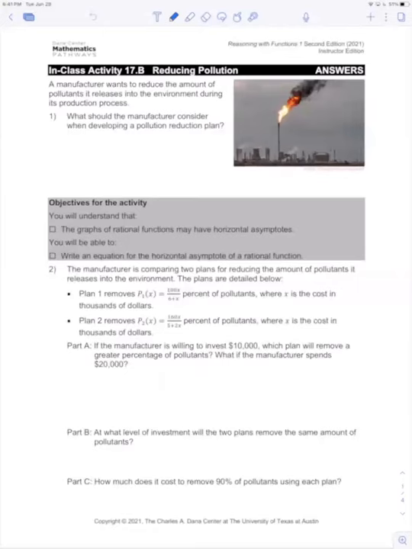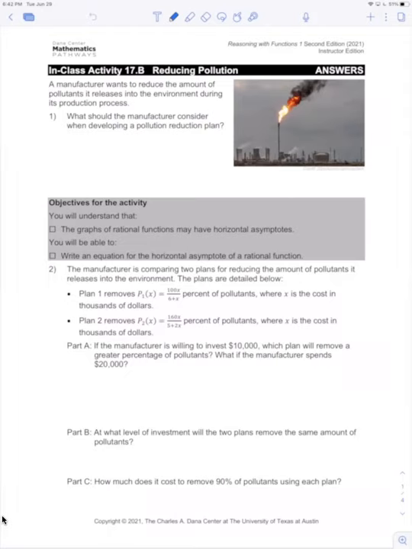In class activity 17B, a manufacturer wants to reduce the amount of pollutants it releases into the environment during its production process. What should the manufacturer consider when developing a pollution reduction plan? Well, the manufacturer may want to consider the cost and effectiveness of implementing the plan. They may also want to know how much time is required and what additional infrastructure or employee training is needed to correctly implement the plan as well.